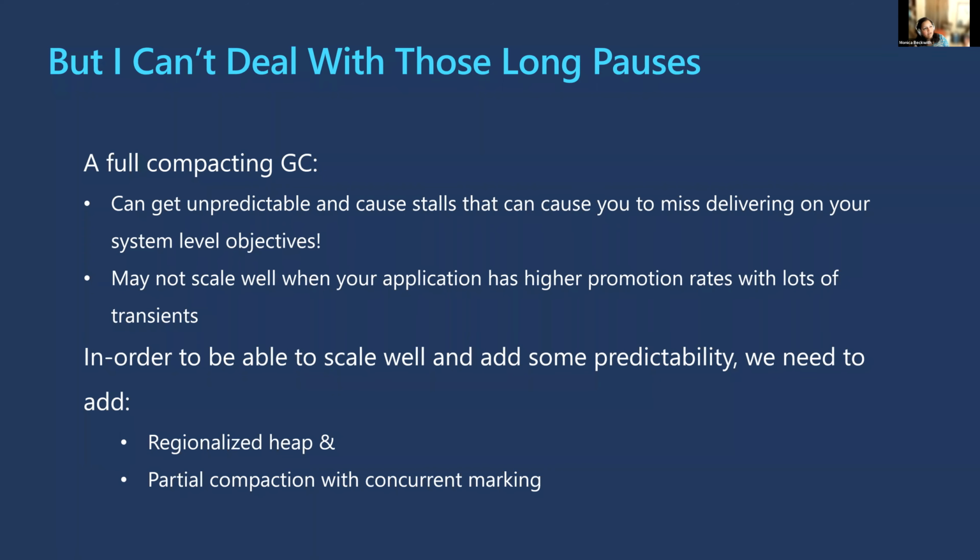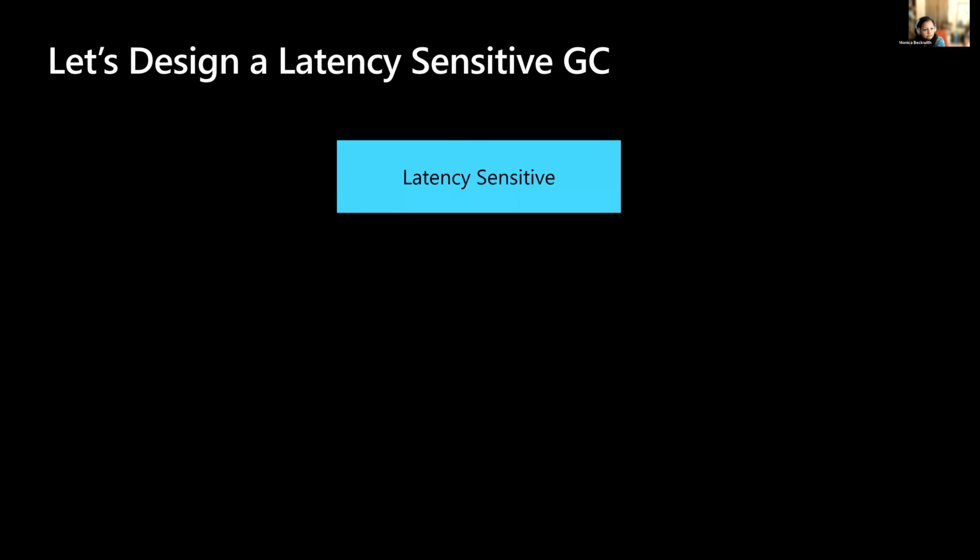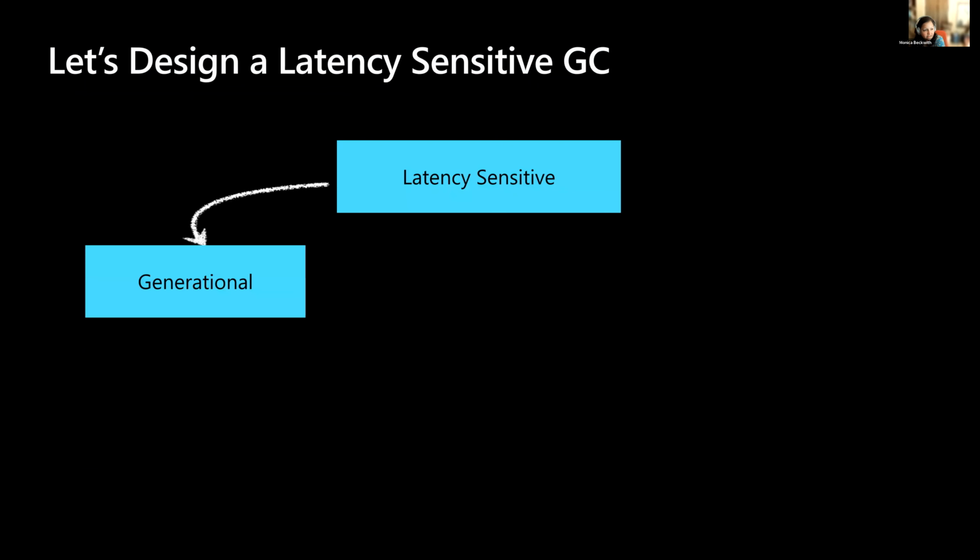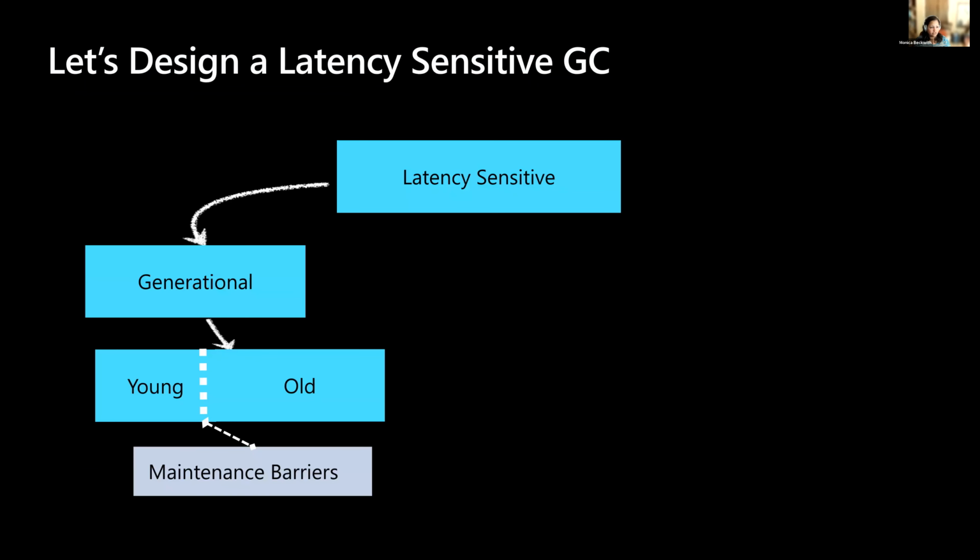And with respect to doing work incrementally and still letting the application go ahead, we introduced the concept of concurrent phases. The first introduction that we had with respect to concurrent marking was in CMS. And then you also had concurrent marking in G1. Okay, so with these two concepts now, let's design a latency sensitive GC. So again, generational is still there. Everything about generational is still there.